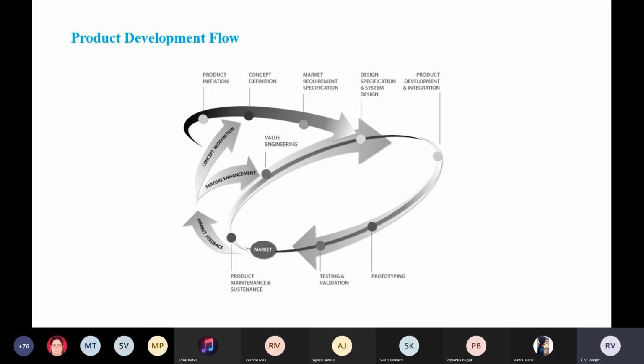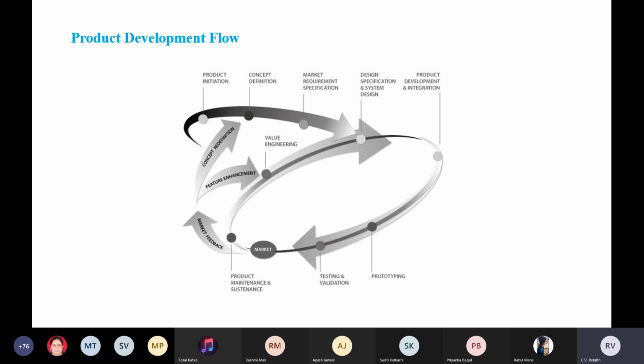Suppose it is a mobile phone, you can buy and use it directly. But if it is a CT scanner or MRI scanner, you can't use it directly, because these are larger systems. So it will be shipped in different packaging boxes, and once it reaches the customer, it has to be assembled, and that will be done by the service engineers.